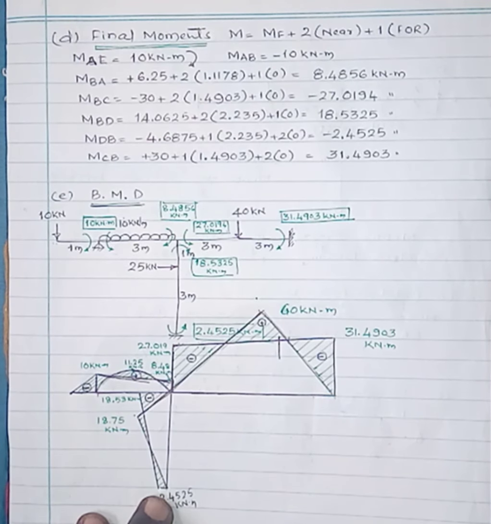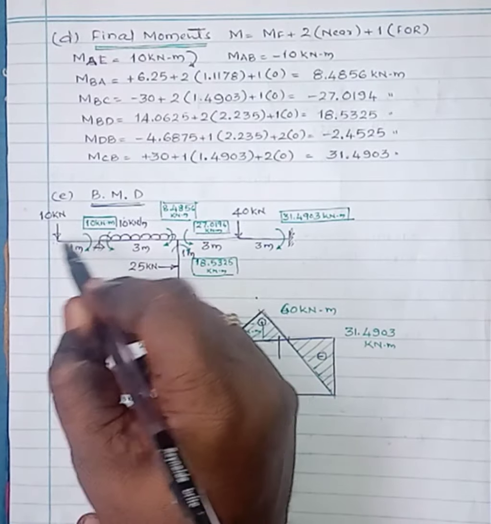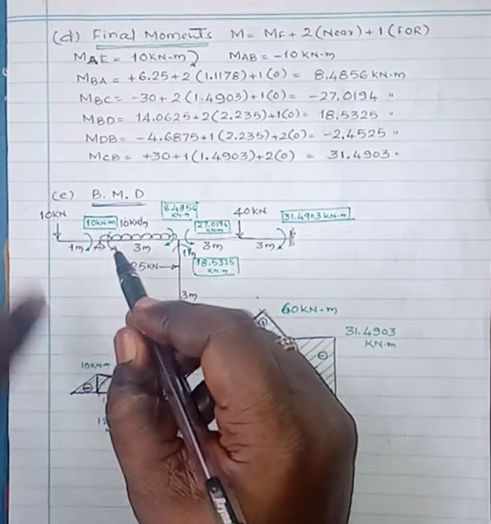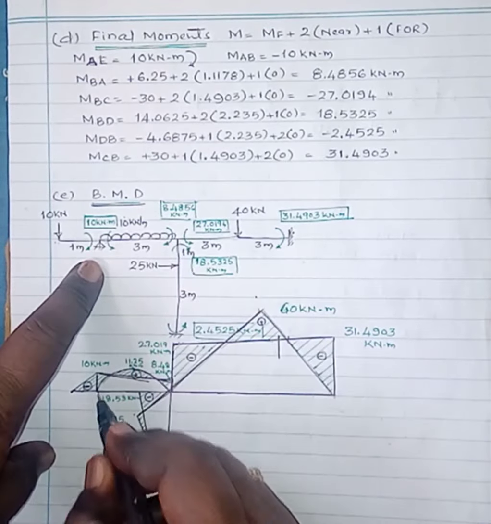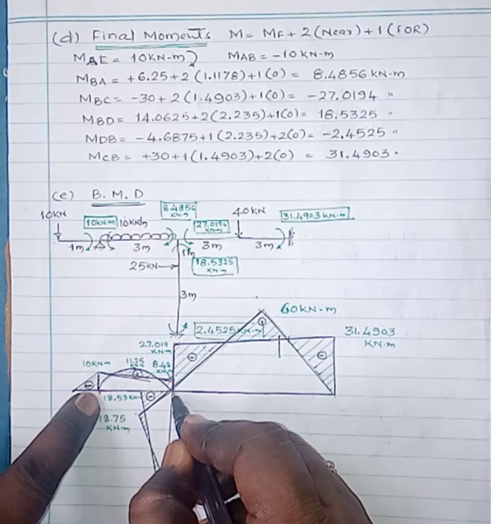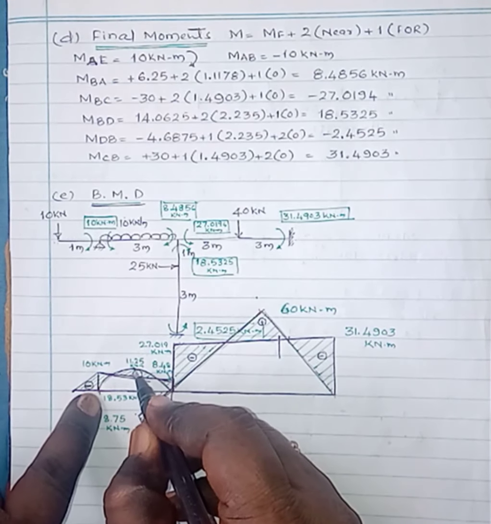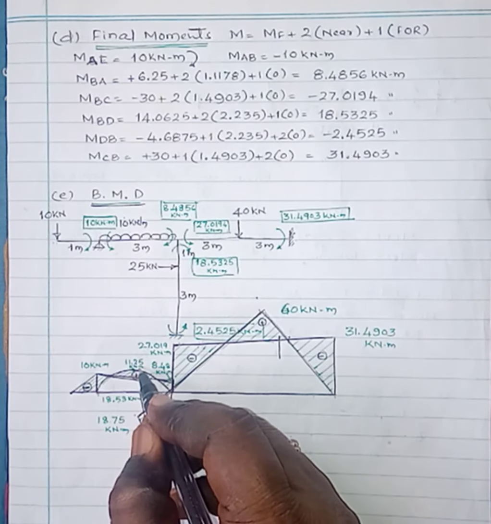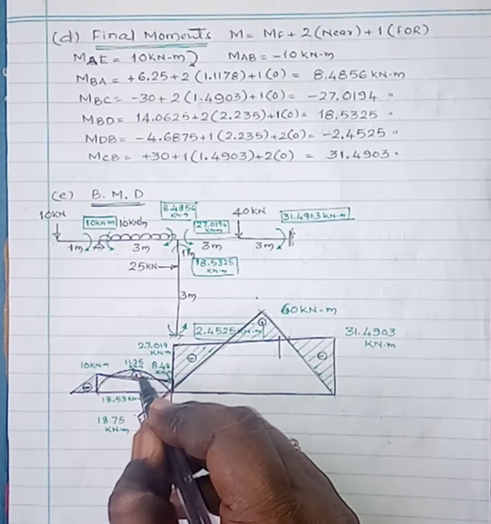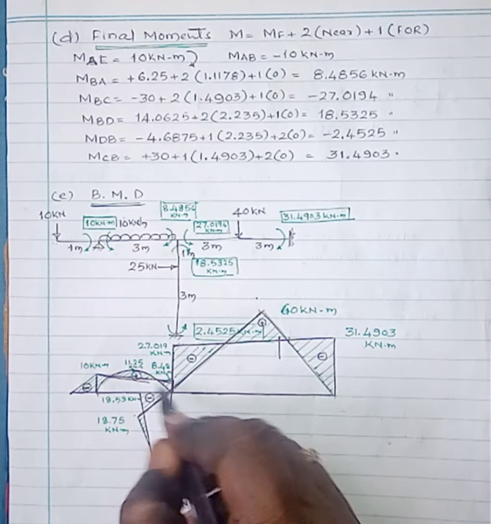Then the simply supported beam bending moment diagram. Here already this portion we have drawn. Here this is subjected to UDL. At the support, the bending moment is 0, hence that is 0. Here that is subjected to UDL. The maximum bending moment occurs at the center, that is WL square by 8. 10 into 3 square by 8, that is 11.25 kilonewton meter. And this one is a parabola or second degree curve.